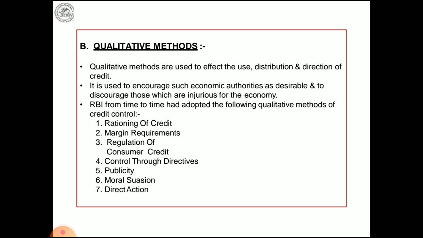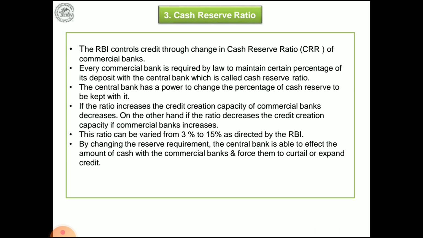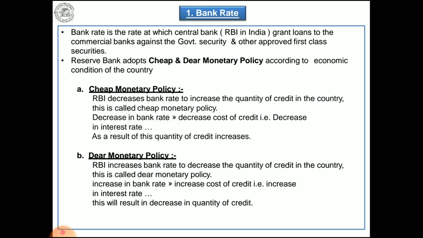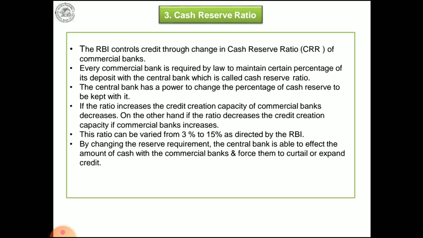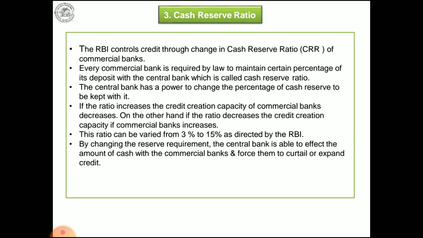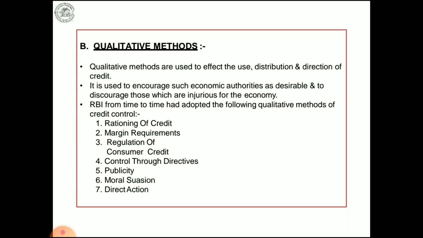Okay, these are the quantitative methods we have discussed. There are four important methods. First is the bank rate, the first quantitative method. Second is open market operations. Third is the cash reserve ratio. And the fourth important method is the statutory liquidity ratio.